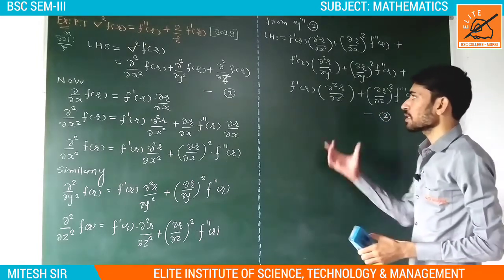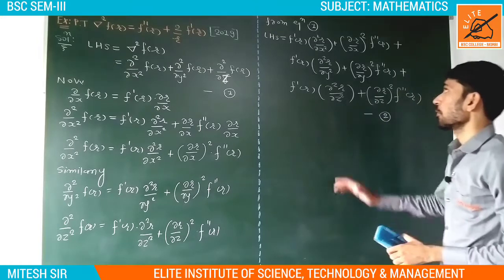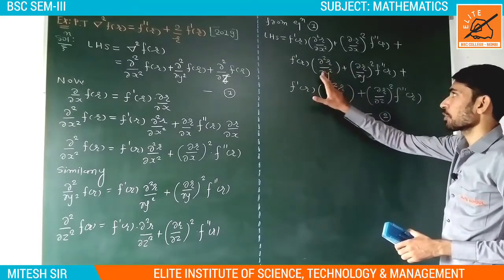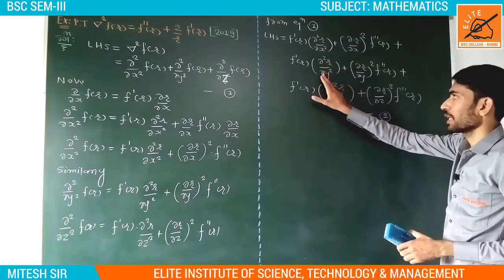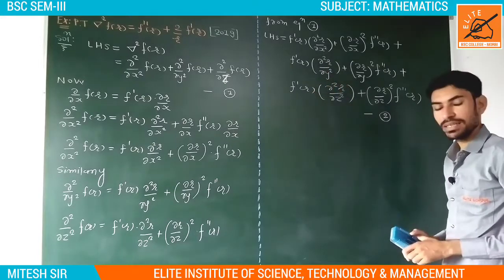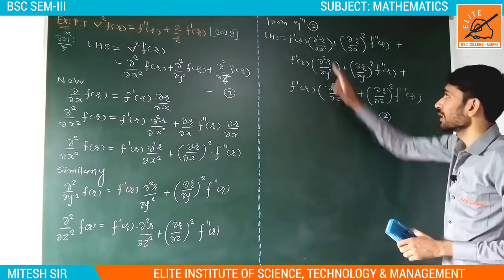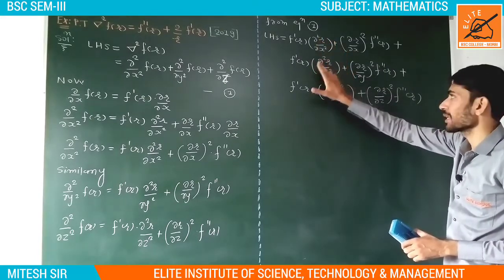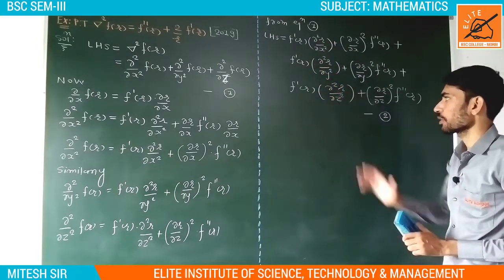Why here we say this step equation 2? Because we have not a value of del square r upon del x square, del square r upon del y square, del square r upon del z square. So first of all here we find this value del square r upon del x square, del square r upon del y square and del square r upon del z square.